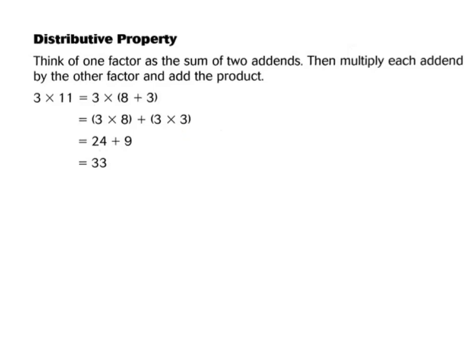And then just like with the associative property, you do the work that's in the parentheses. So here we have 3 times 8 is equal to 24. 3 times 3 is equal to 9. And lastly, it says to add the two amounts that you got within the parentheses together to come up with your final answer. 24 plus 9 is 33.